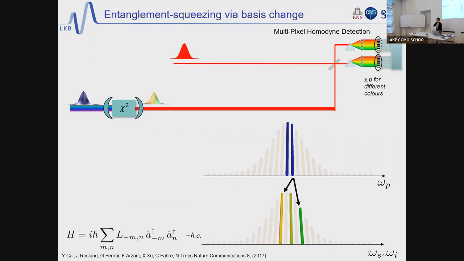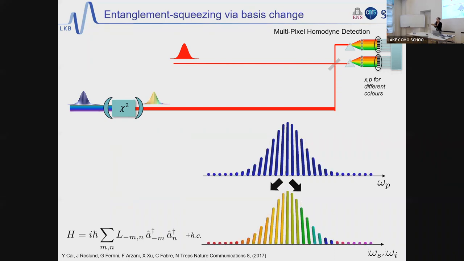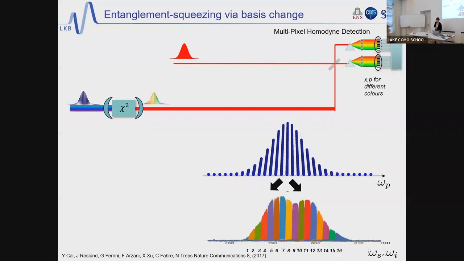So all the lines of the comb are going to produce many different correlations. And at the end, I get a full spectrum. And I want to look at the correlation between the different wavelengths. I can do it by just looking at the variance and covariance of the quadratures at different colors, because I know that I'm producing a Gaussian state of light. So I just need the correlation up to the second order.